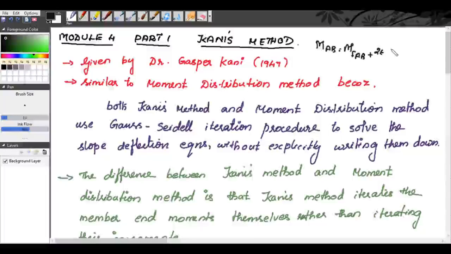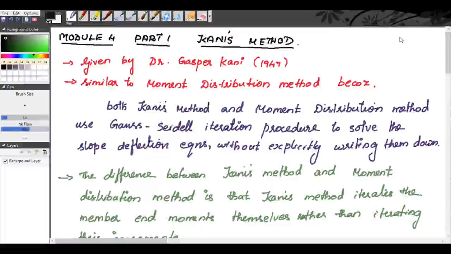So our third module was analysis of indeterminate structures using the moment distribution method, and we saw this moment distribution method is an extension of the slope deflection method. So how to simplify the slope deflection equations. So that was the moment distribution method. Now the fourth module is about analysis of indeterminate structures using Kani's method.